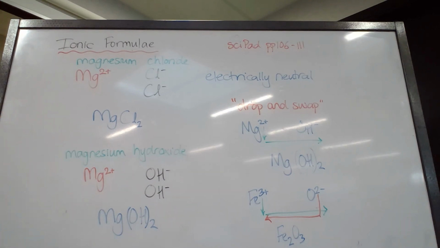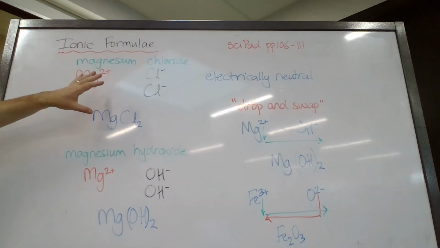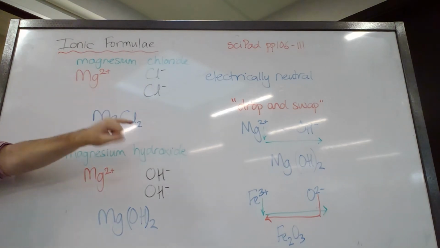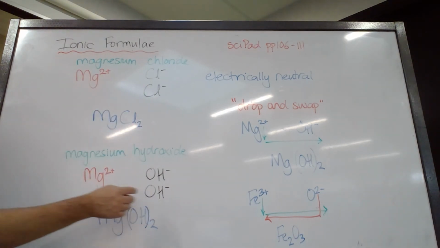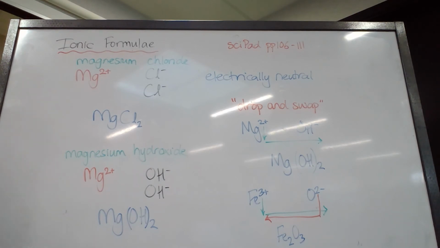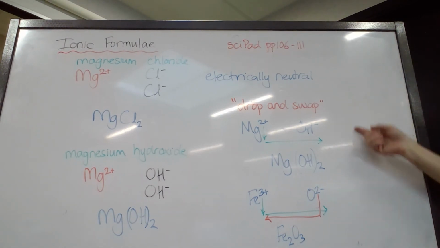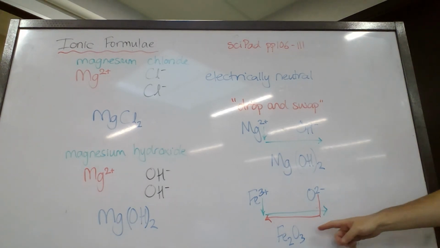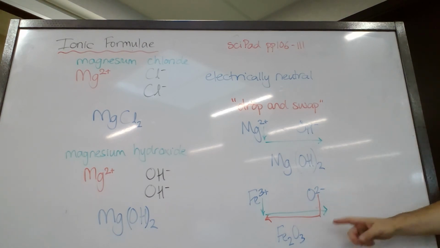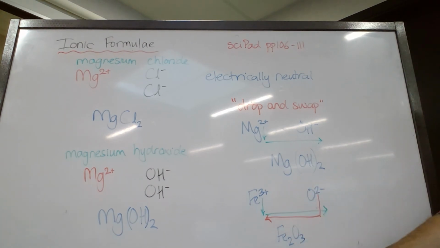So the key idea is the charges have to cancel out. When you've got multiples of things, you use little numbers. If the ion is made up of more than one atom, more than one type of atom, you need to use brackets. If you want a quick way to do this in an exam, you use drop and swap. The reason drop and swap works is it cancels the charges out. 3 times negative 2 is negative 6. 2 times positive 3 is positive 6. And that's why that works.